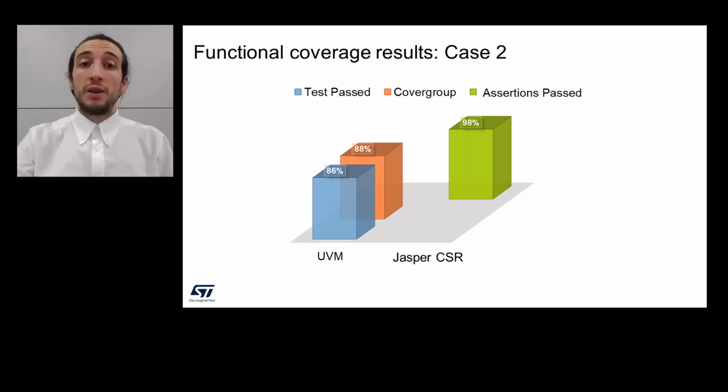In the second case, we had a better specification. More UVM tests passed, but the cover groups were a bit lower, at 88%. We ran the same amount of tests with basically the same randomization. And again, if we wanted to increase our numbers, we would need to change the randomization or increase the number of tests. Instead, Jasper has 98% of assertions passing, meaning that all the registers were working as expected and everything was good.